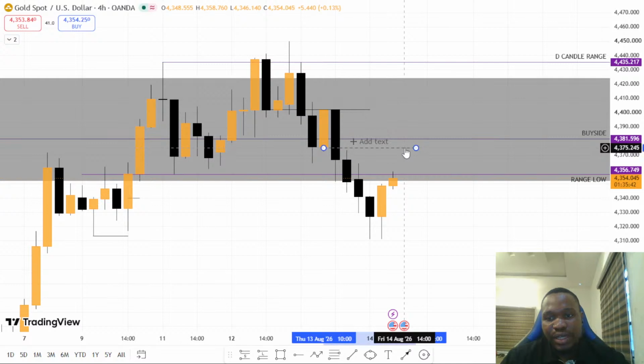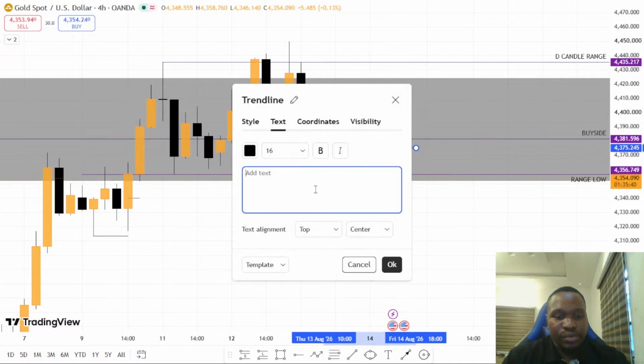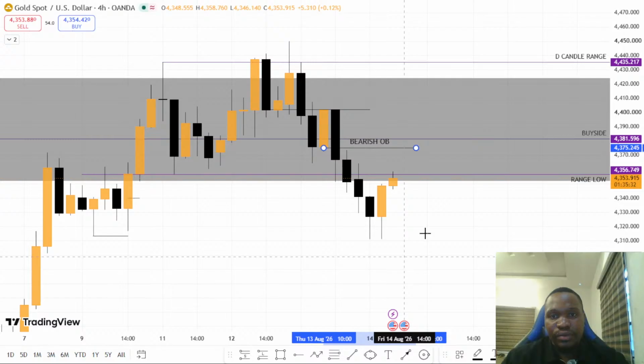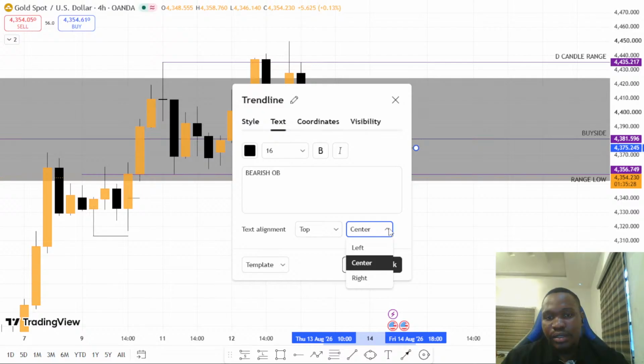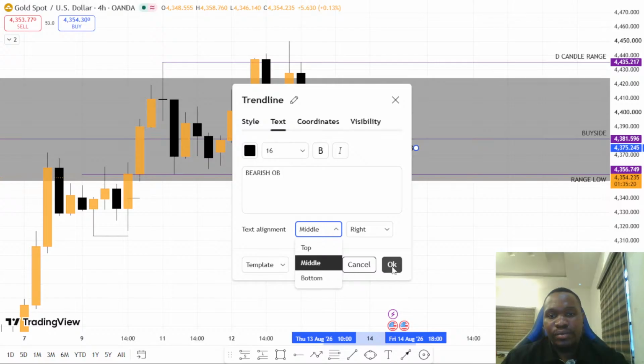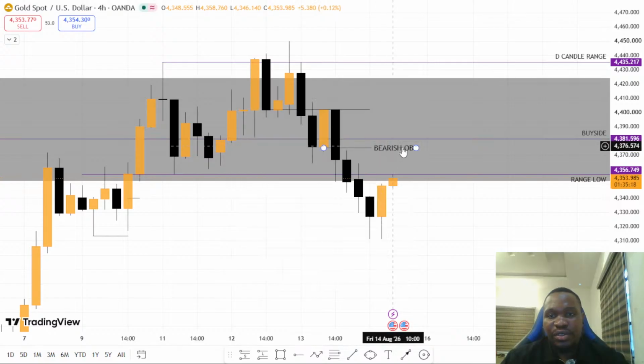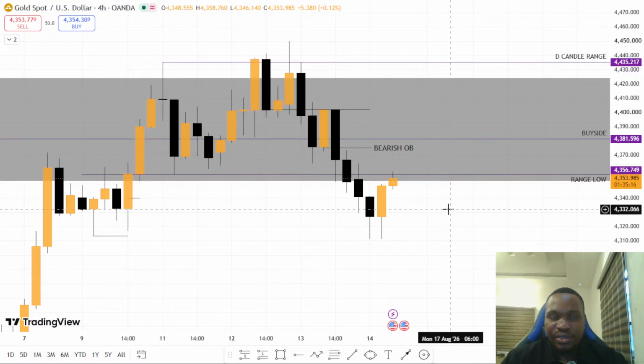Let's mark it out. Bearish order block, extend it to the right. So this becomes a bearish order block, just as you see here.